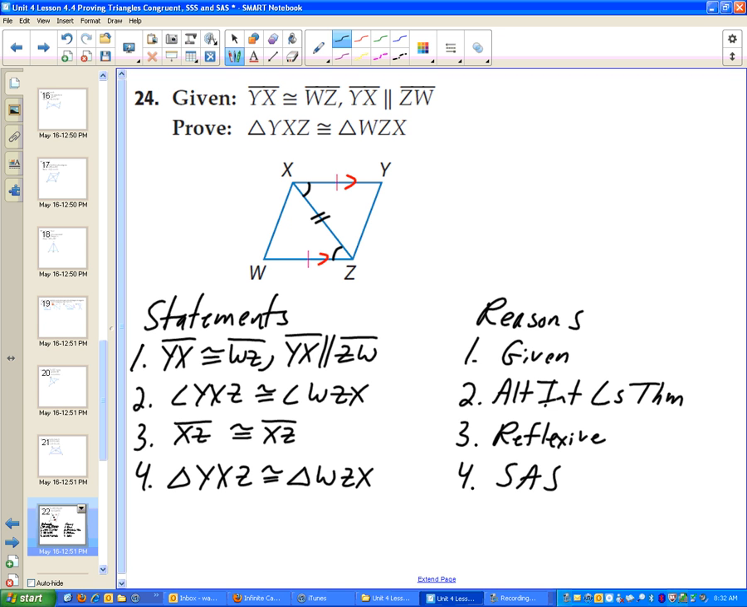And as we wrap this up, remember the things you can use as reasons. You can use given information, definitions, postulates, theorems, and properties. And those are the only things you can use. Okay? We used given, we used two theorems, and we used a property. So you don't necessarily use all of them in one proof, but those are the only things you're allowed to use as reasons. All right. Questions?